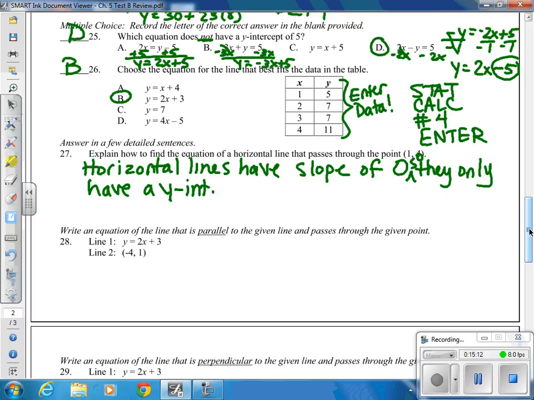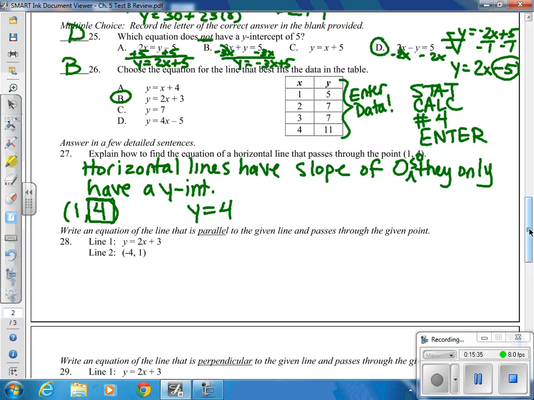Because it only crosses through the y-axis, the only part of your ordered pair that you're going to use is going to be that 4, because the ordered pair is (1, 4). If it only has a y-intercept, the y value is all that matters. So from that y value, you can write the equation y equals 4. It doesn't matter what the x number is, it's the y value that determines it.